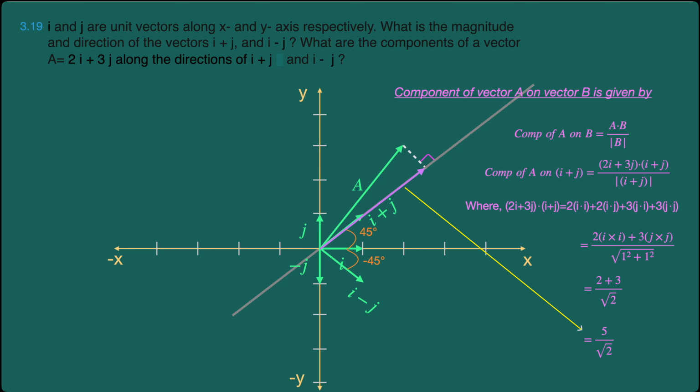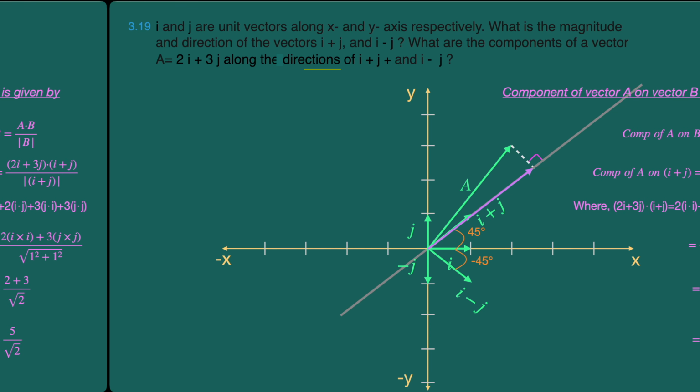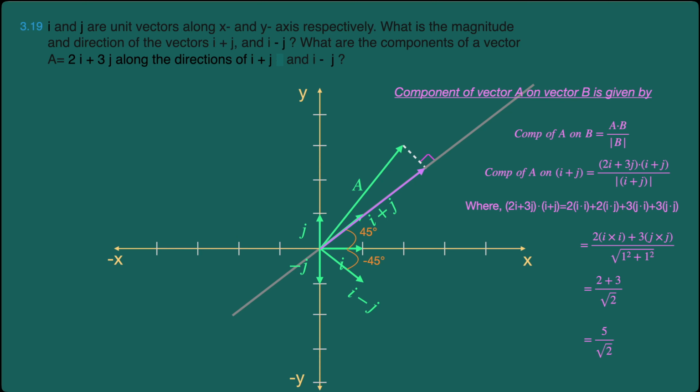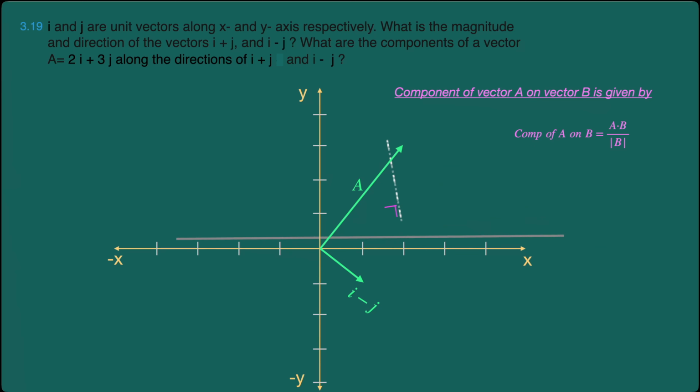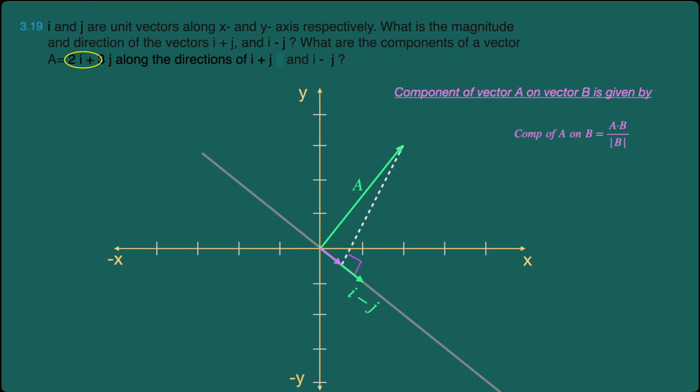This completes the second part of the question. In the next part, we'll find the component of vector A along the direction of i minus j. Now, let's find the component of vector A along the direction of vector i minus j. We'll follow the same procedure that we used in the previous part. The pink vector obtained along the direction of i minus j represents the component of vector A along i minus j. Now let's calculate this component mathematically.